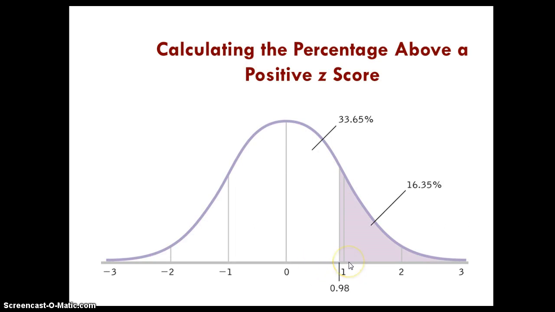Now, if we wanted to know what percentile of scores falls above a particular Z-score, so how many people performed better than someone who got a Z-score of 0.98 on an exam, then you could look at that percent in tail, or you could say, okay, 50% minus 33.65 gives us 16.35%.